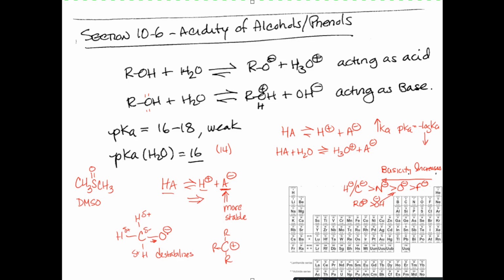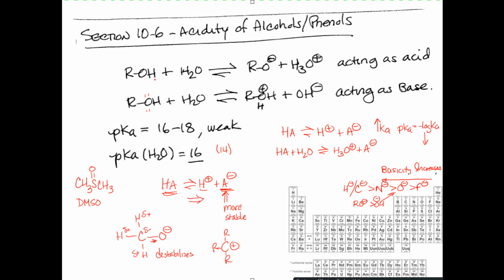So as we said here, this alkyl group destabilizes the O minus. When you destabilize something, you make it basically stronger. So a weaker acid over here would make a slightly stronger base. So alkoxide is a stronger base than hydroxide is.